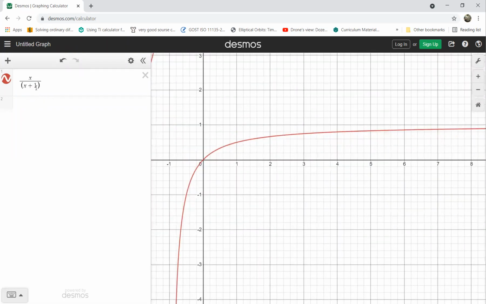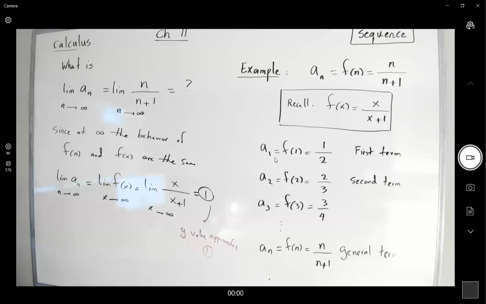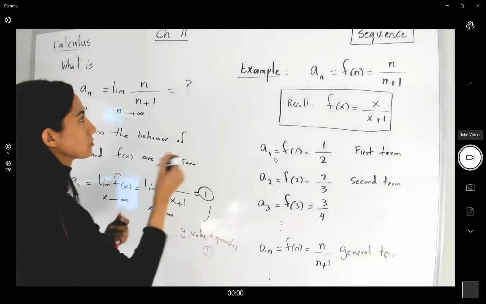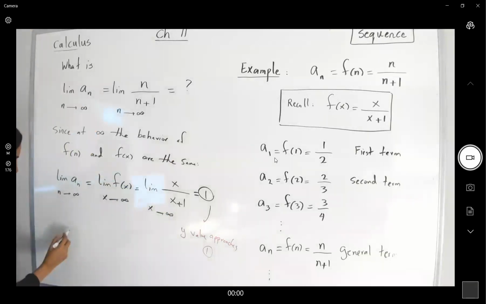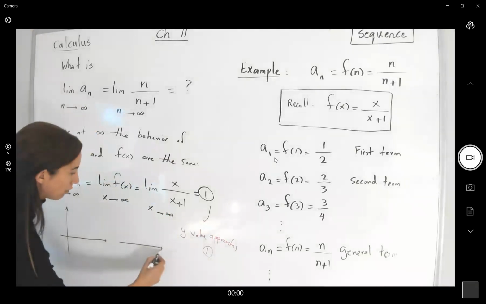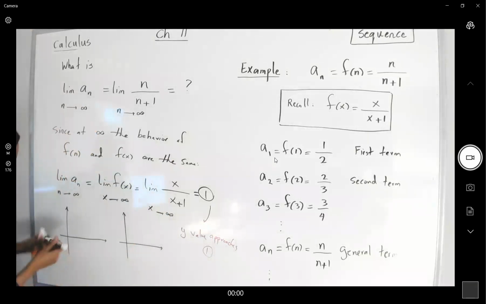This is function f of x. For your sequence, you're going to have f of n. You're going to have some dots. When n is 1, a_n is a half. When n is 2, you have 2/3. When n is 3, you have 3/4, and so on. So let us get back to the board, to see the difference between these two: the graph of f of x and the graph of f of n.